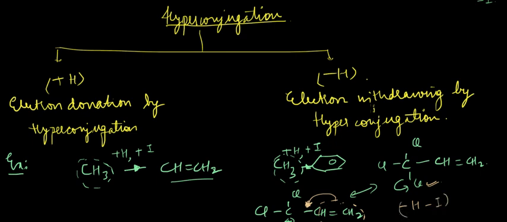Why is it minus I? Because already 2 chloro groups are attached on the carbon atom with the positive charge on it. Obviously it is more electronegative than the alkene group. Okay, so this is the case of minus H and minus I.